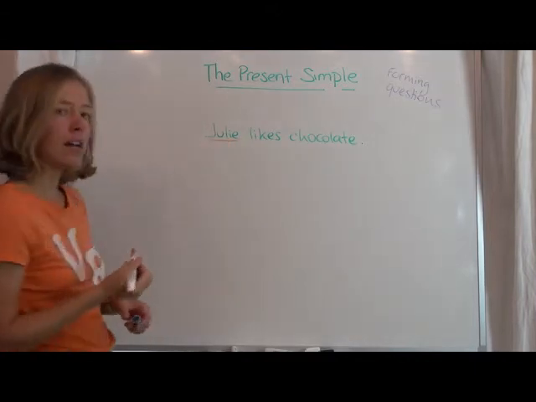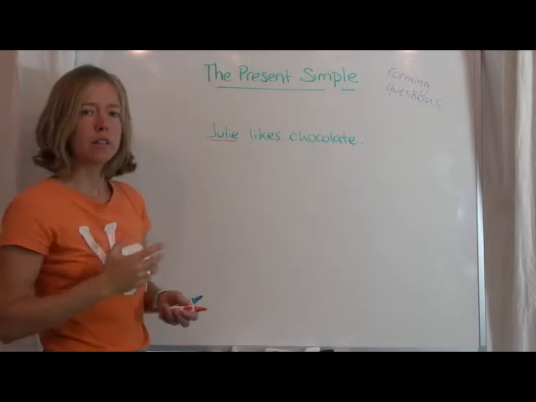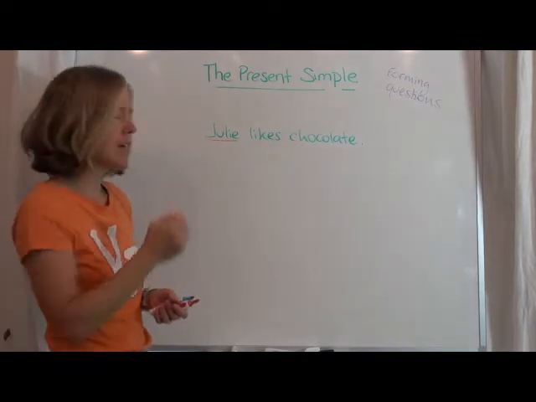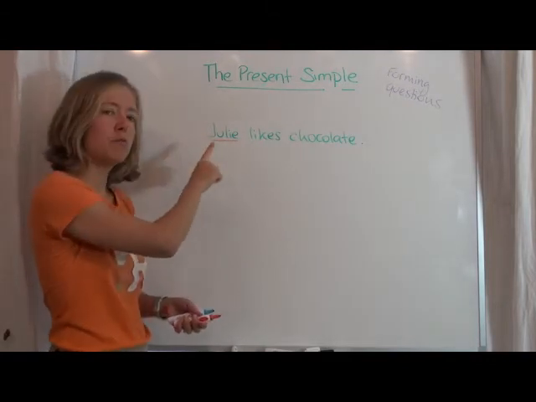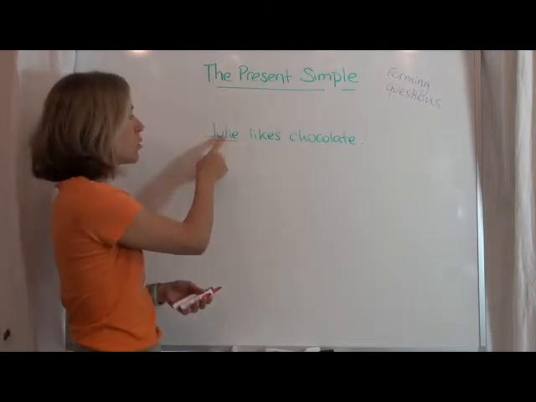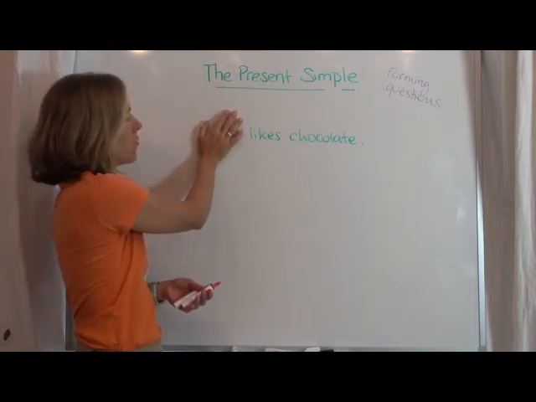So we want to ask a question to find out who likes chocolate. Hein? Qui aime le chocolat? On veut savoir qui aime le chocolat. We imagine we don't have this information. On n'a pas cette information. On l'a pas. Quelle question est-ce qu'on va poser?